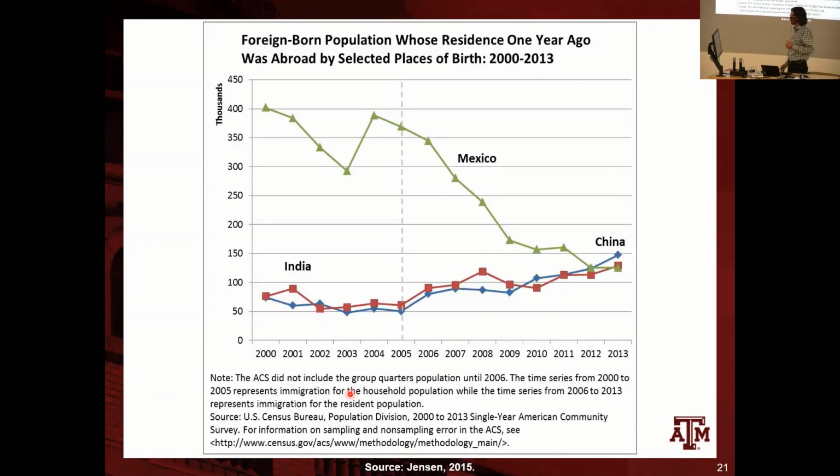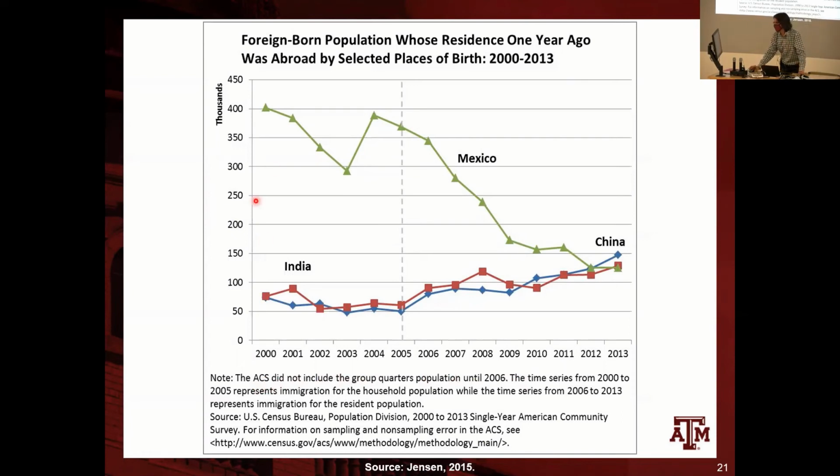And this is the foreign-born population whose residence 1 year ago was abroad and showing the results from Mexico, India, and China. So these are not the overall number of people born in Mexico that are in the US in specific years. The question here is about more recent immigrants. There is a question in the American Community Survey, the ACS, that asks in each one of these years, in which state or in which country did you live exactly 1 year ago?